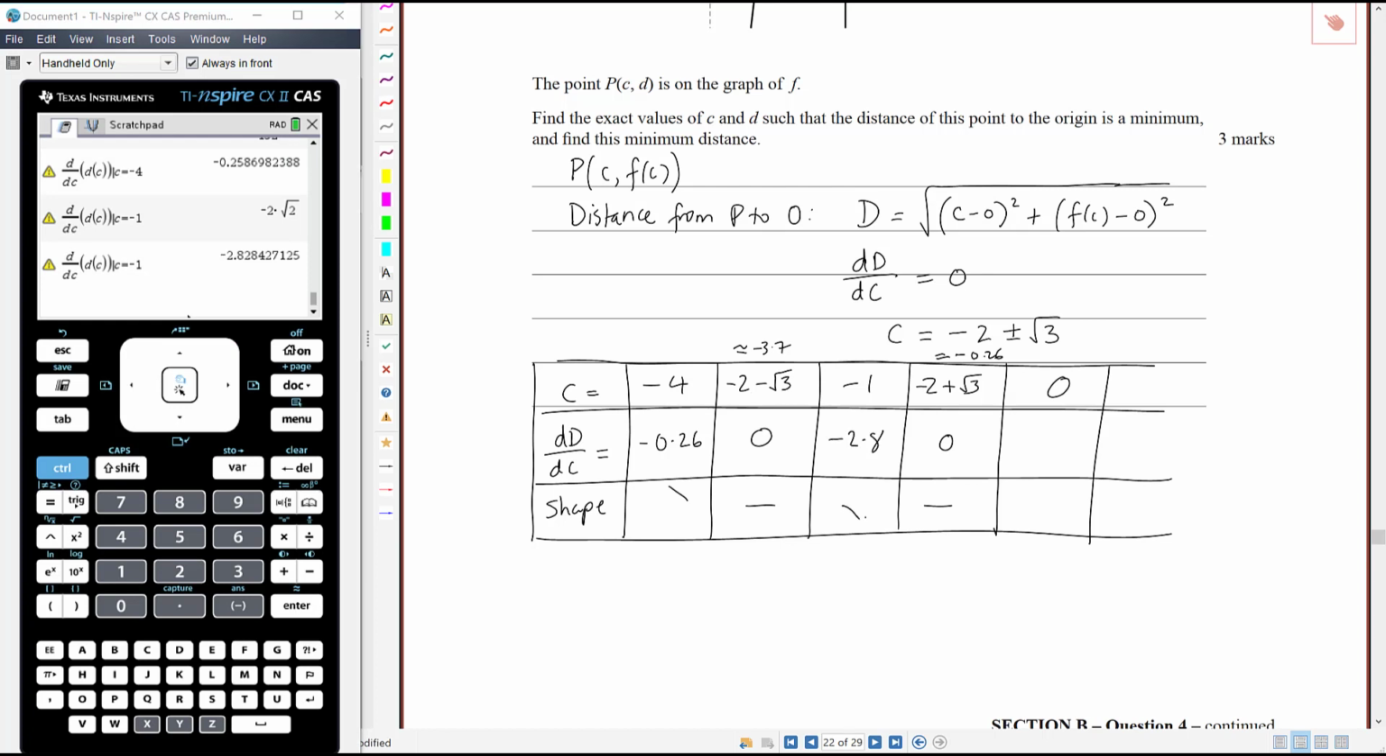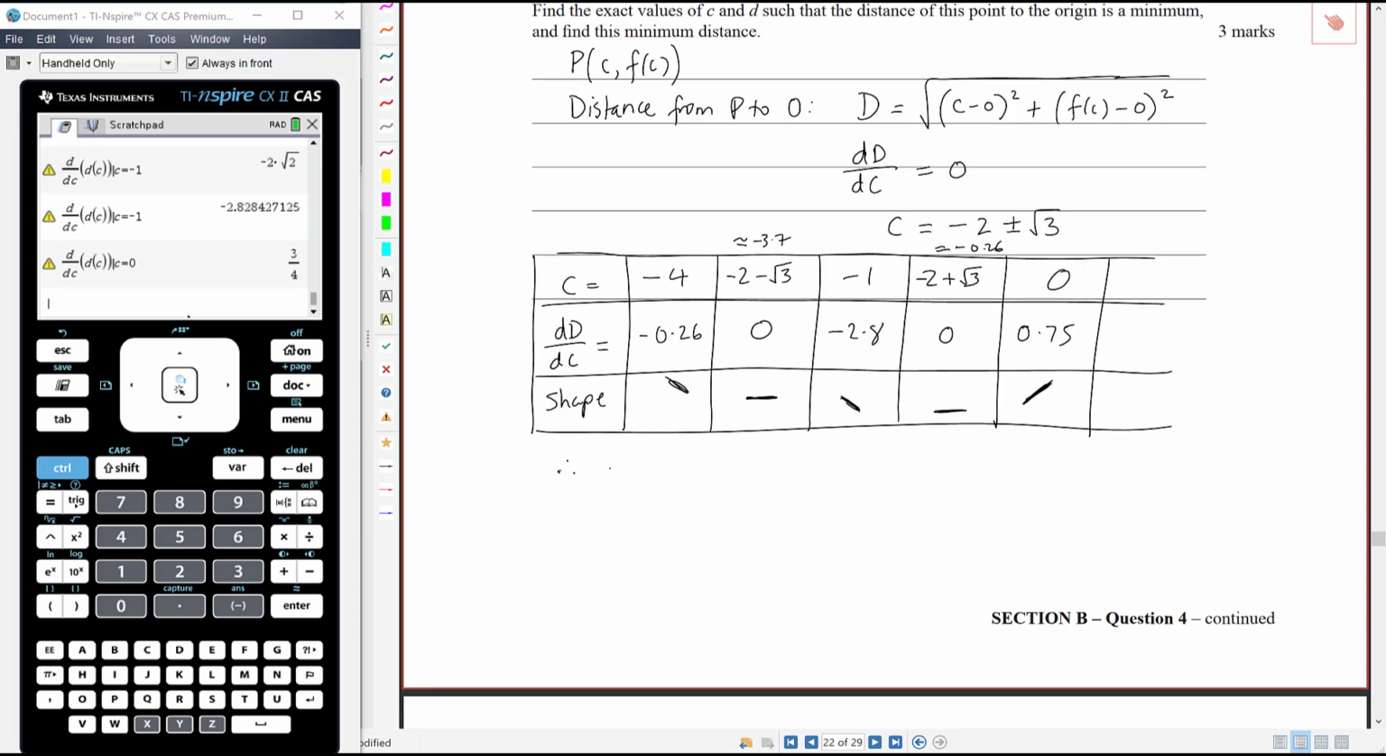Okay, and when c is 0, that's a positive gradient. Okay, so what we have here is negative gradient, 0 gradient, negative gradient, so that's a stationary point of inflection, 0 gradient, and then positive gradient. And so therefore, when c equals negative 2 plus root 3, distance is minimized.